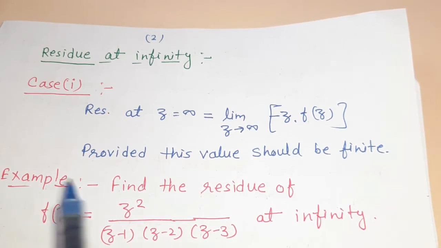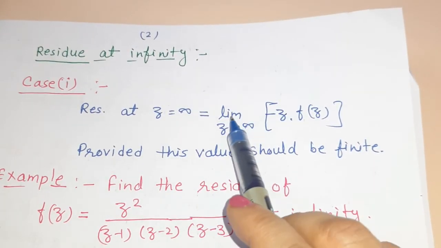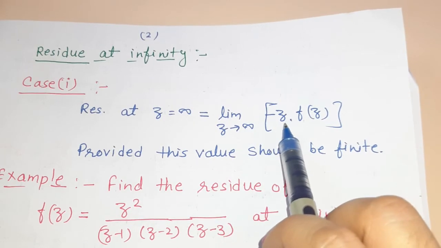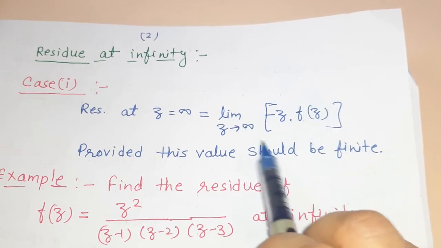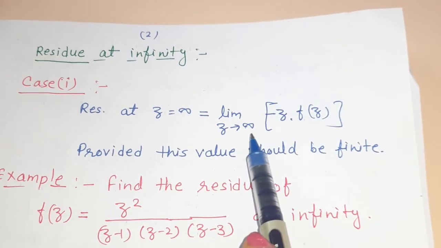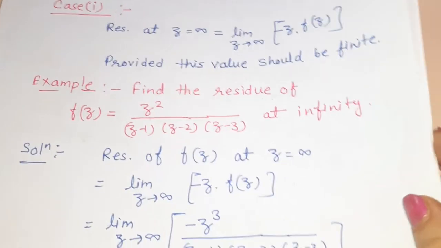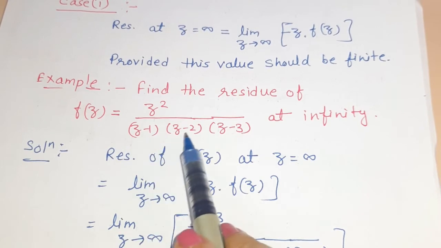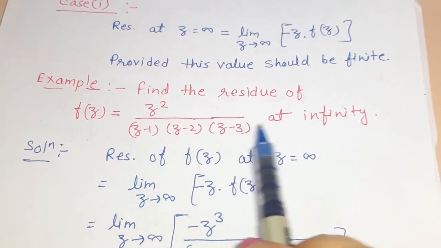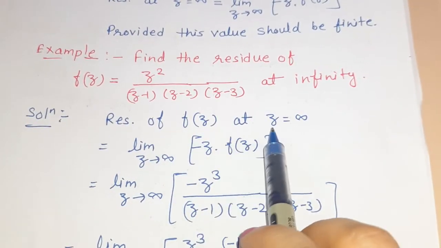So we see case 1. Residue at z equal to infinity is calculated by limit z tends to infinity of minus z into f(z), provided that this value is finite. If this value is not finite, then we move on to the second case. So we see one example of the first case. Find the residue of f(z) equal to z square by (z minus 1)(z minus 2)(z minus 3) at infinity.